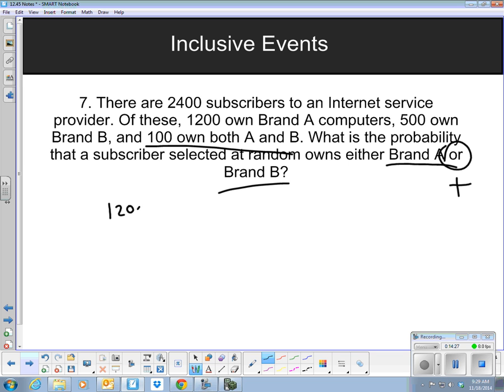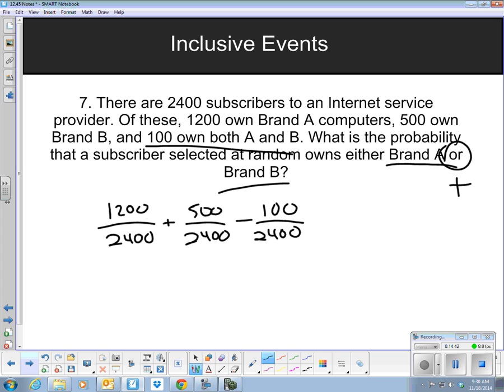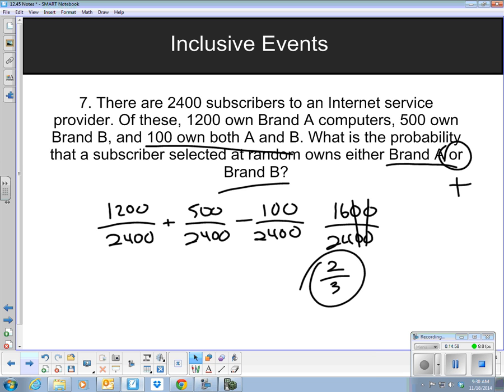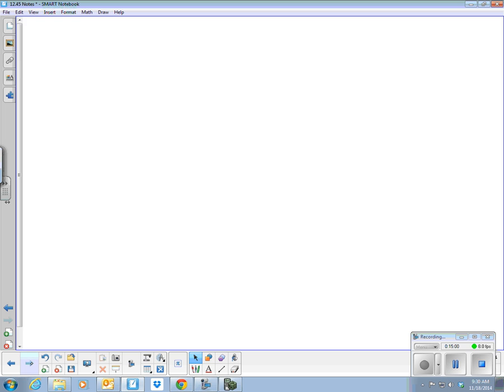So 1,200 out of 2,400 own brand A. Okay, 500 out of 2,400 own brand B. But you counted 100 of these guys twice, so you got to take one of them away. So 1,200 plus 500 is 1,700 minus 100, 1,600. So you got 1,600 people who own either brand A or brand B. A little simplifying, 16 out of 24. Divide both top and bottom by 8. 2/3 of people own either brand A or brand B.